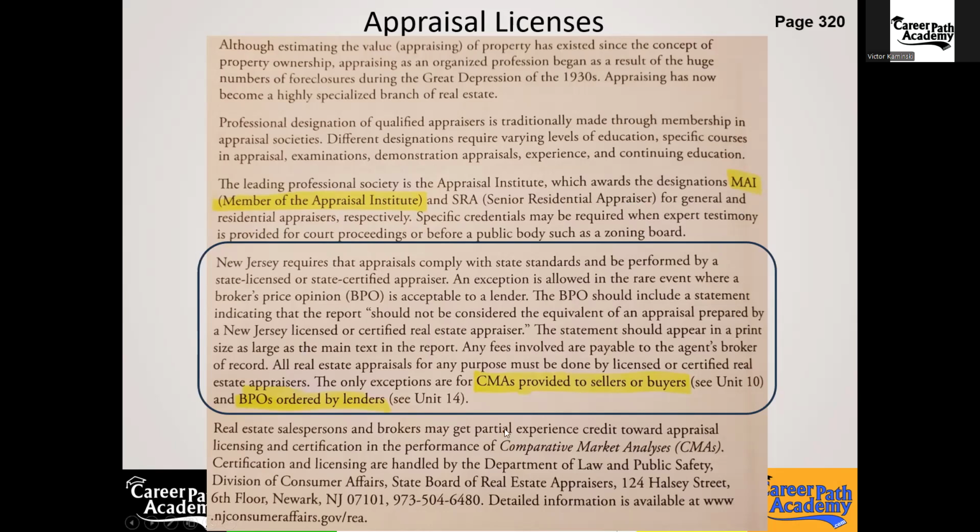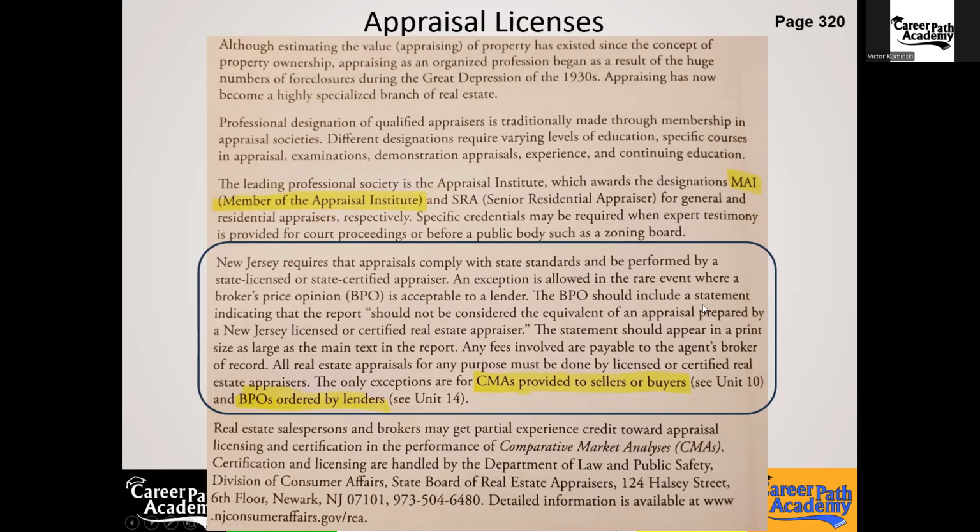Now, New Jersey, I put this in a box. You probably should too. This is pertaining to us about the CMAs and BPOs and how we should never misrepresent them as being the equivalent of an appraisal, like a licensed appraiser would do. So New Jersey requires appraisals comply with state standards and be performed by a state licensed or certified appraiser. An exception is allowed in the rare event where a broker's price opinion is acceptable to a lender. And that's usually when they're refinancing or doing something of that, usually not for purchases.